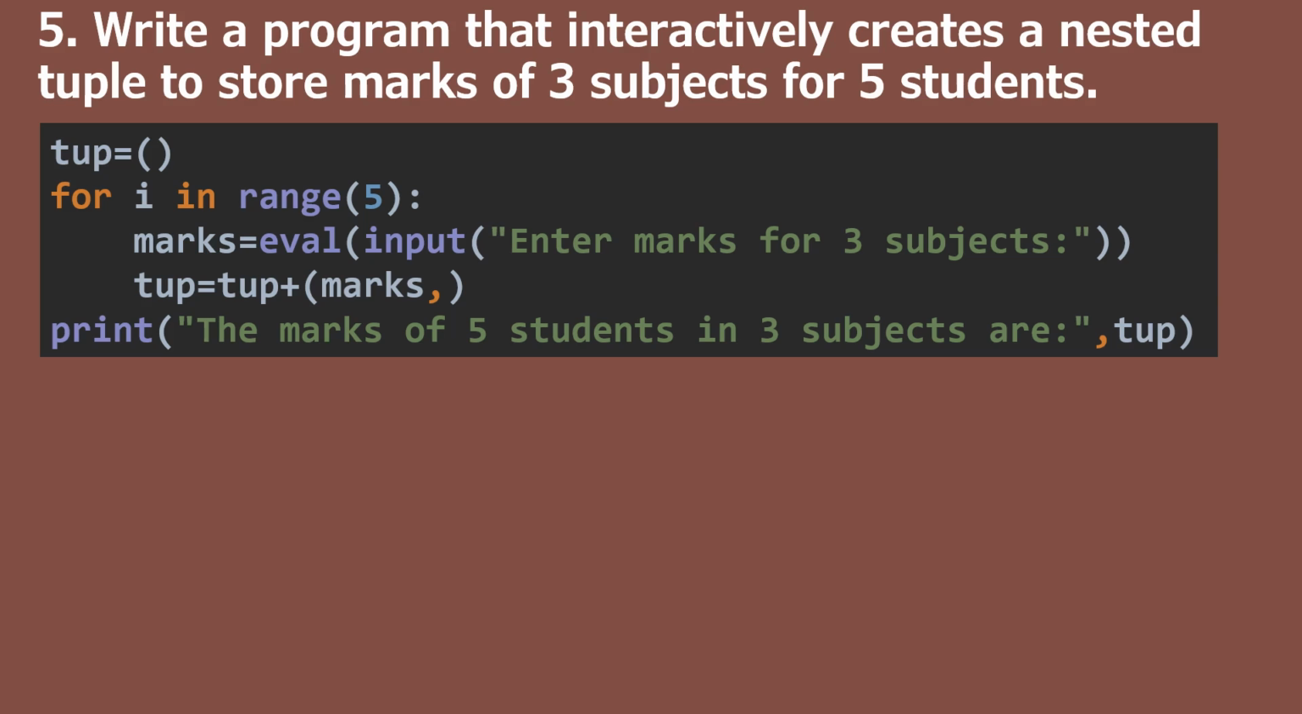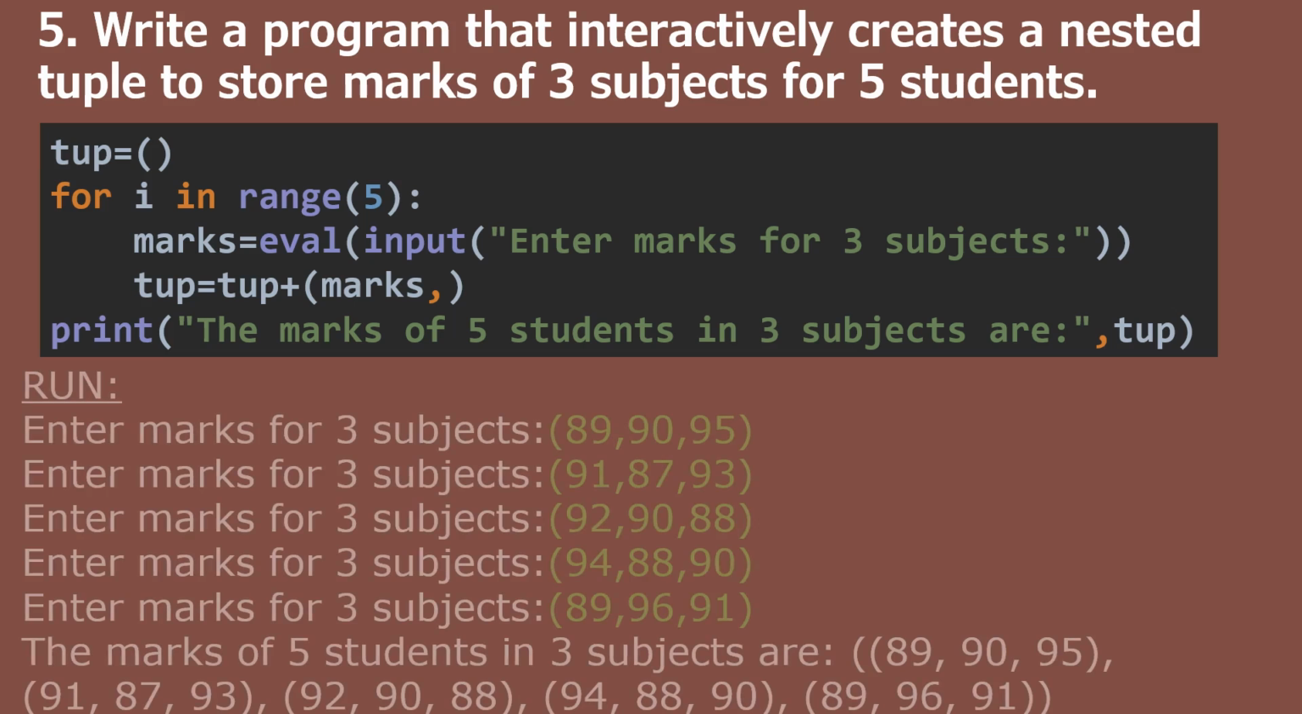Okay, so for i in range 5, marks is another tuple variable which will store the marks for 3 subjects, and this will be entered by the user. And here we have used eval function. That means all 3 subject marks you have to enter within parentheses. So that is considered as a single tuple. That will be added with your main tuple, that is tup. So tup is equal to tup plus marks. Here you have to give a comma, otherwise it will not be considered as a tuple variable. Why? Because it's having a single value. Here marks is a single value.